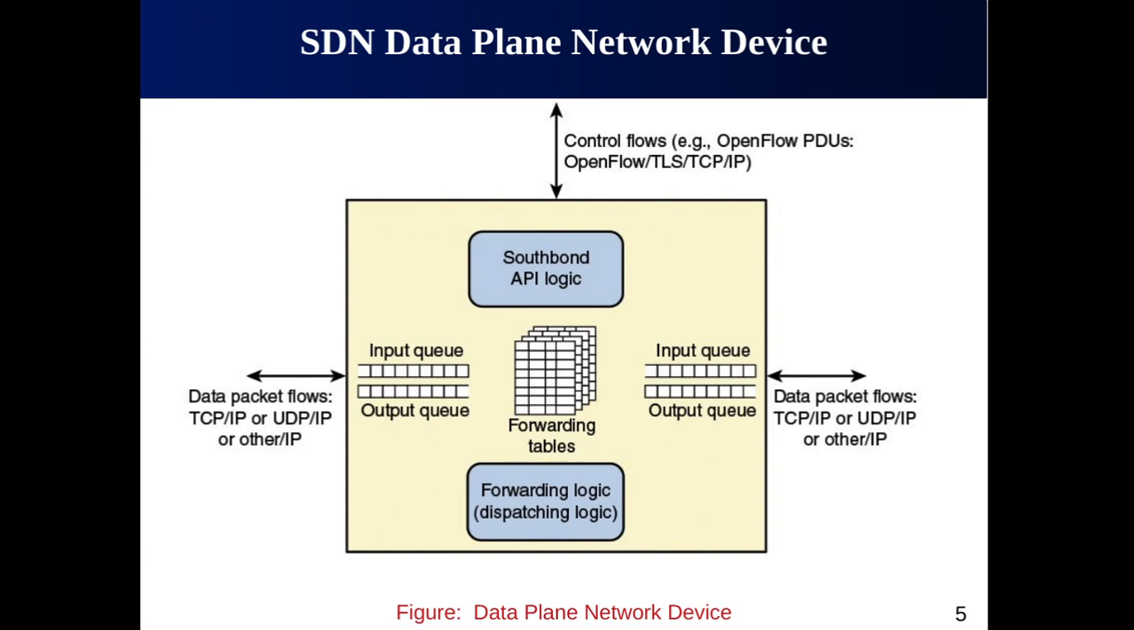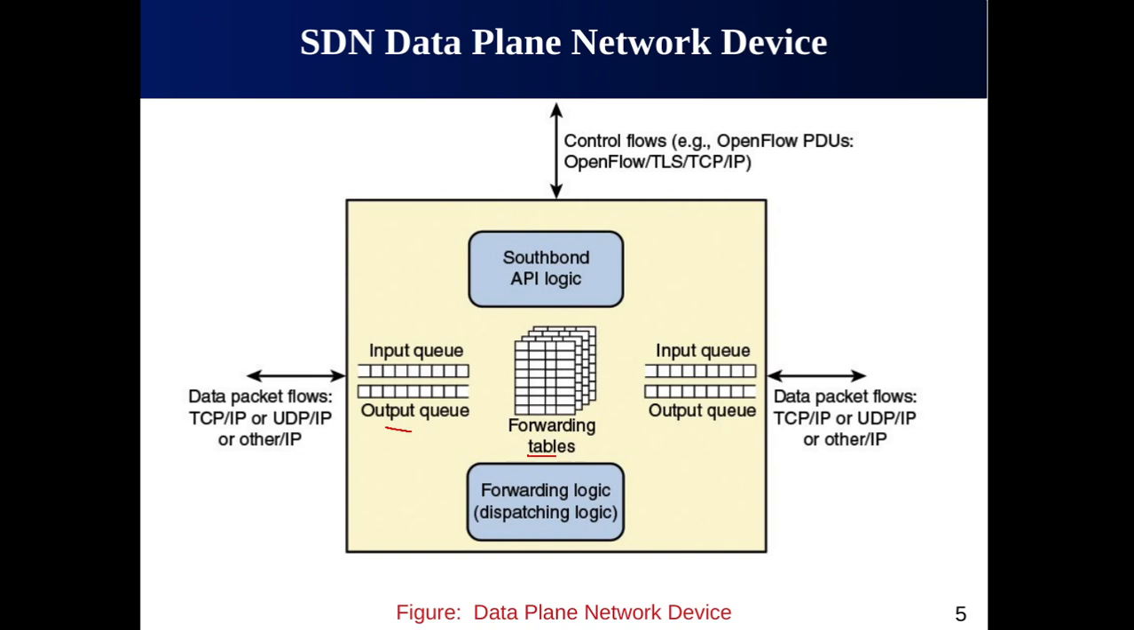Well, you can see that we have some elements like the forwarding tables, the different types of input and output queues, and we also have some ports. We also have some APIs and things like that. First, let me talk about the functions of this network device.